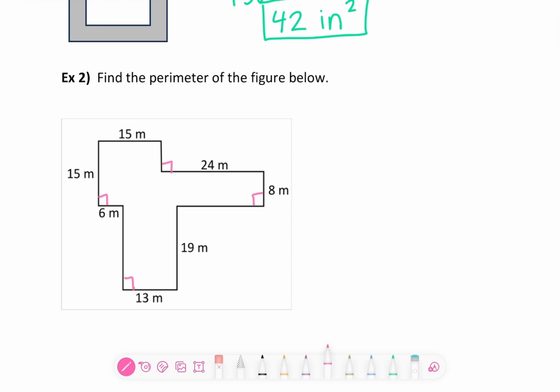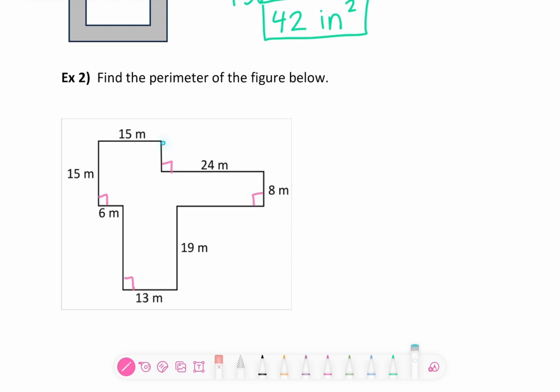Well, the perimeter is easy to find. You just add all the sides. But hopefully you can see that some of the sides aren't labeled. So we're going to have to look at the figure itself and look at opposite lengths and figure out what the missing sides are. For example, on the top we have 15 and 24, both labeled going across, but we are missing this height right here. But we can figure out what that is.